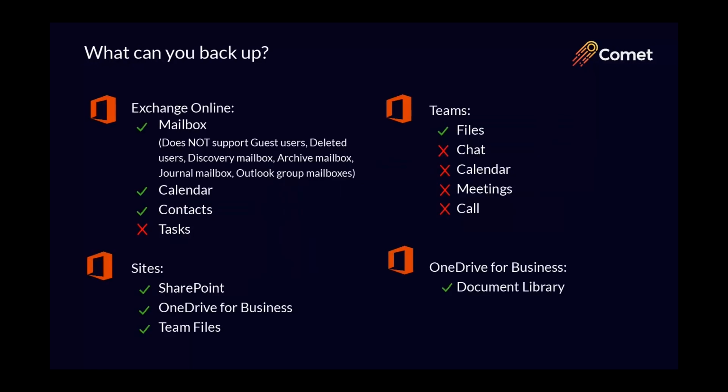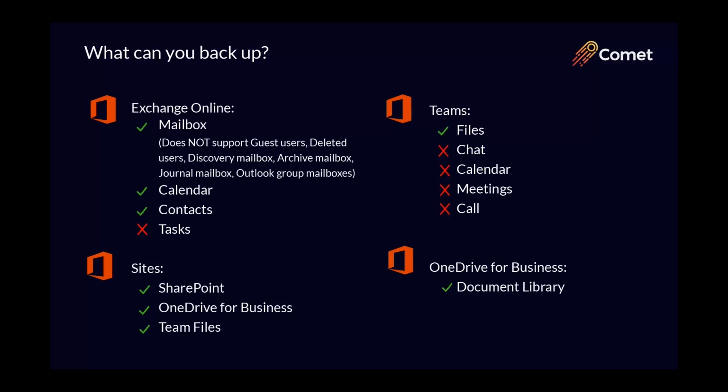With Comet, you can back up Exchange Online mailboxes, calendars, and contacts. With mailboxes, we do not support guest users, deleted users, and Discovery, Archive, Journal, and Outlook group mailboxes. You can also back up SharePoint, OneDrive for Business, and team files. Please visit the guide linked below for more info on what we support for Office 365 backups.